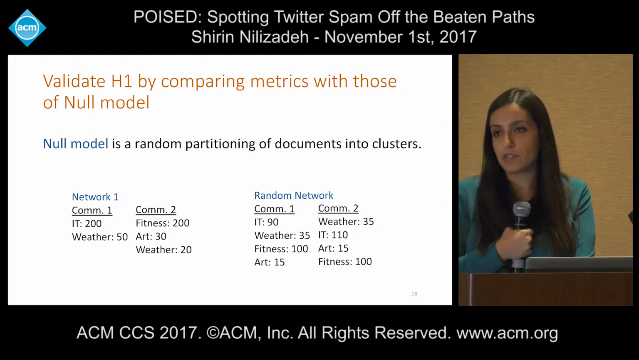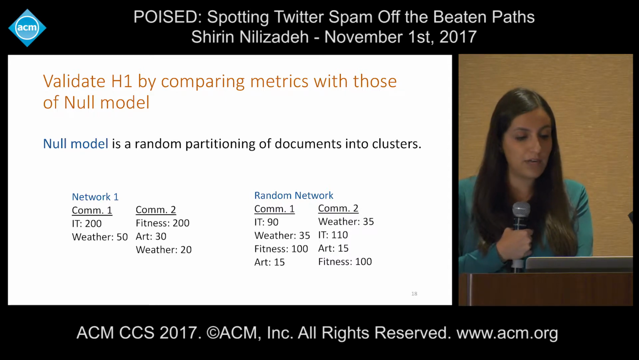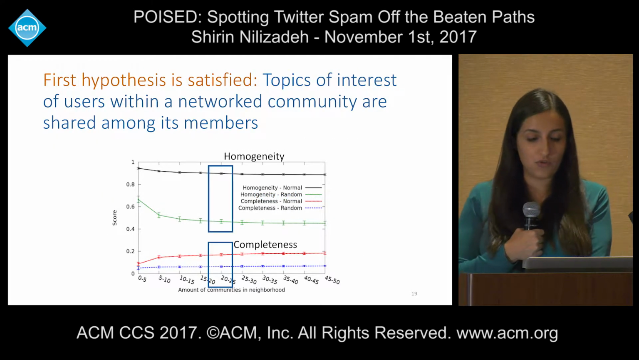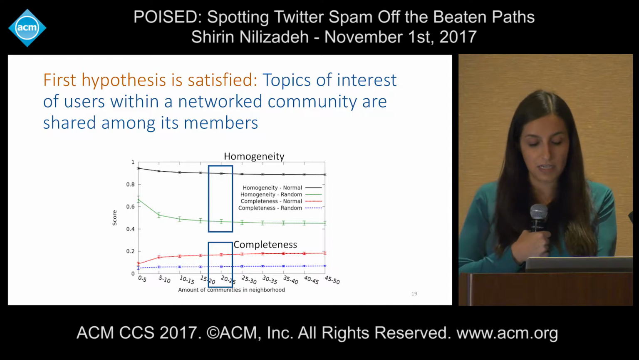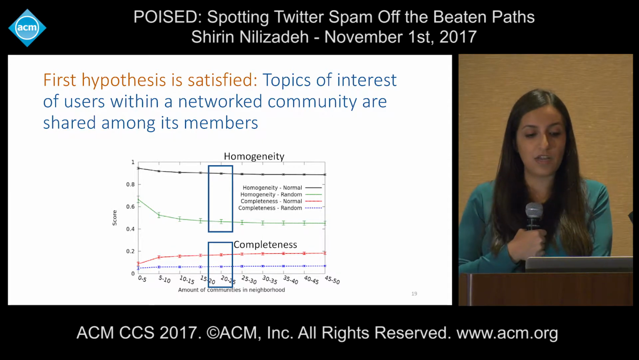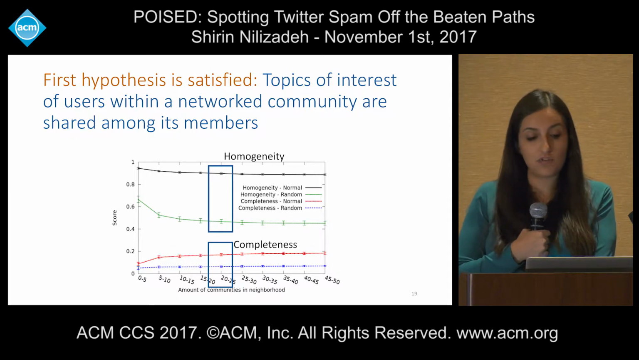And we compute the homogeneity and completeness measures and compare those results with the real network. And here, this plot shows the comparison of these values. And we see that both homogeneity and completeness drop substantially when we have random networks, the null model. And this proves that actually in social networks, we have communities of interest.